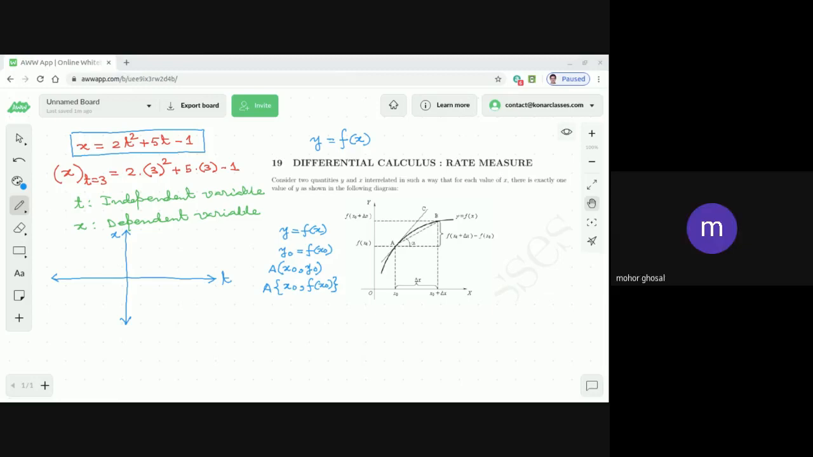Sir, could you please increase the font a bit? Absolutely, yeah. That's what I asked before, and you all said yes. That's why I did. Definitely, I can increase. Okay.